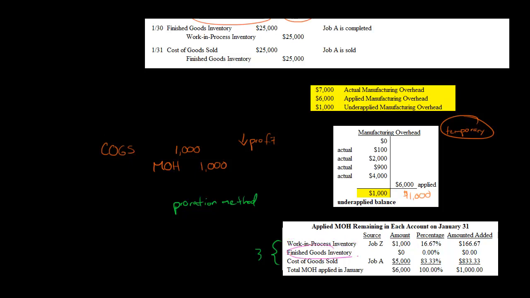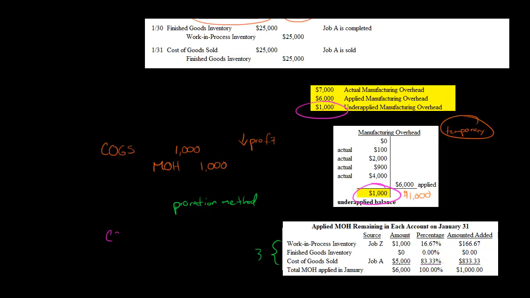Now, none of the manufacturing overhead that was applied is in finished goods inventory at the end of the period because we have nothing in finished goods. There's just two jobs, Z and A. A was sold and Z is in work in process inventory. So nothing is going to be allocated in this case to finished goods inventory. But of that $1,000 that was underapplied, we're going to take 83.33% of that, and that is going to be added to cost of goods sold.